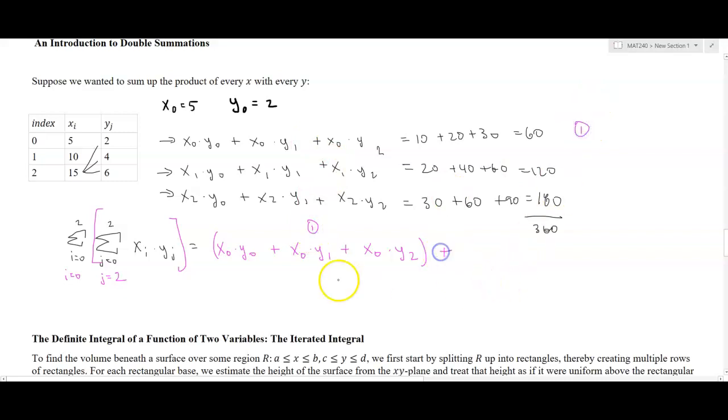But now we continue adding, but because we've run out of j values, we're at j equals 2, this one now resets back to 0.